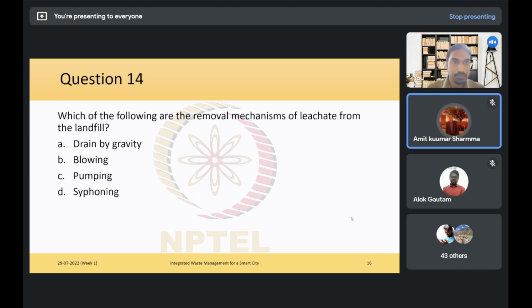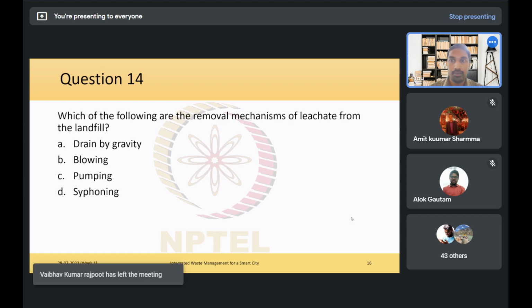It can be pumping. I think pump. We have to pump the leachate to the leachate treatment plant. Then we have to clean that. Any other mechanisms? So we have four options. Pumping is correct. Okay. But what about the other three? Is there anything that can be done? Yeah, we have some answers coming.